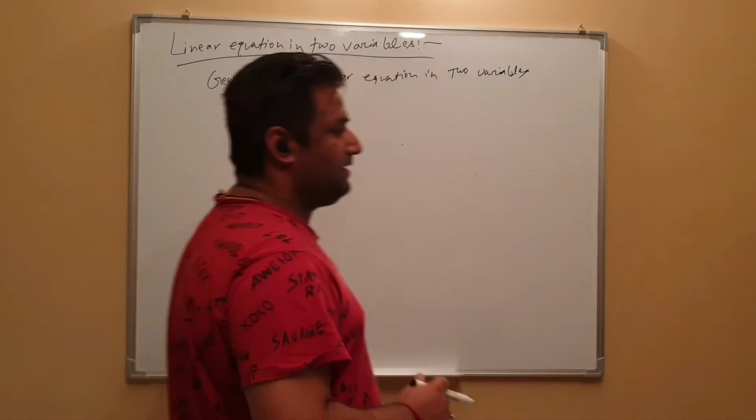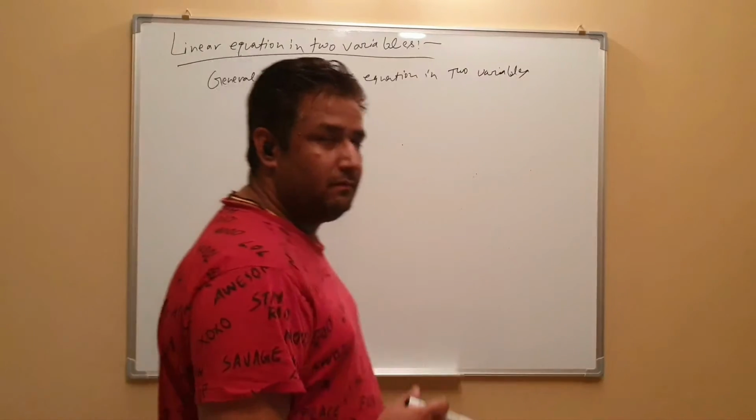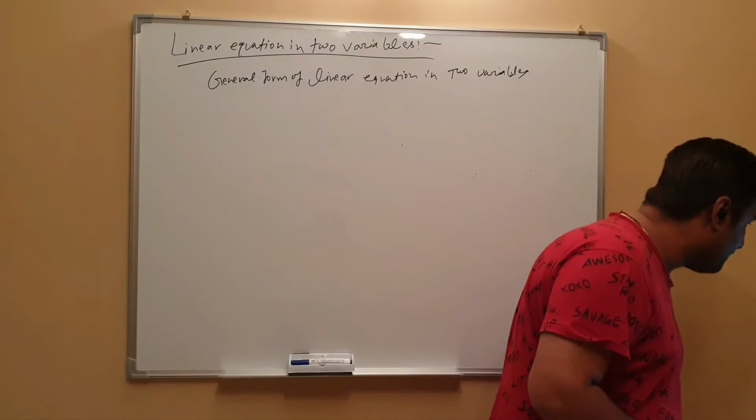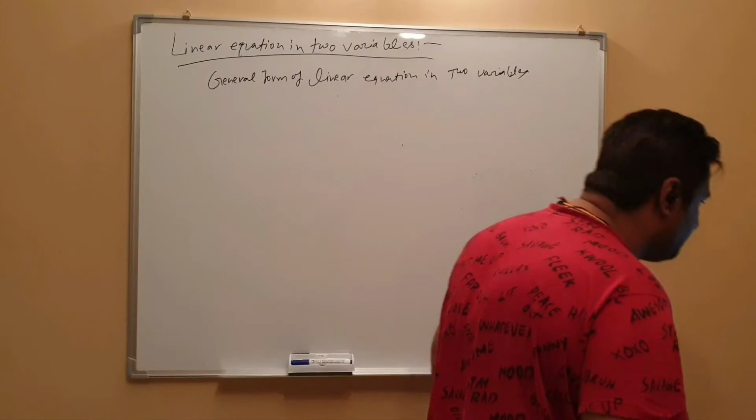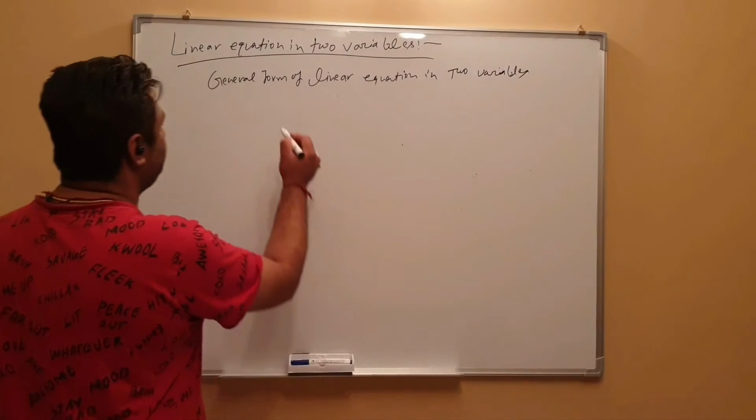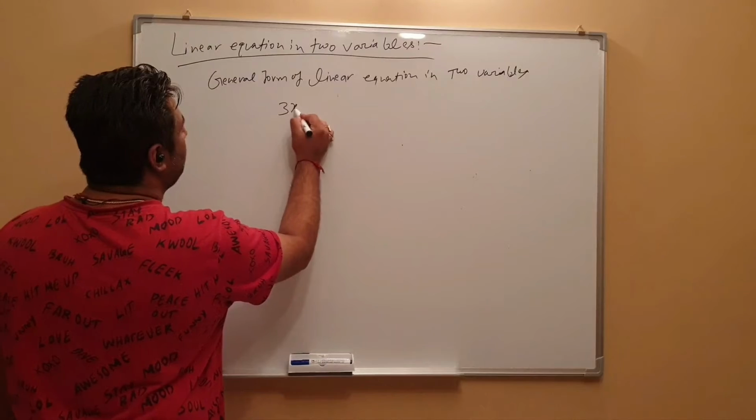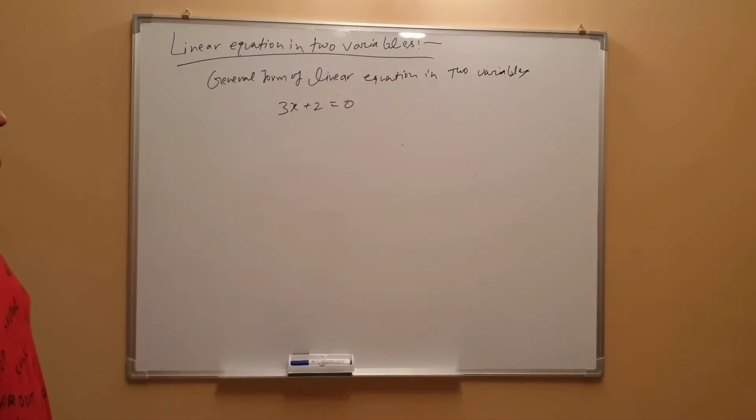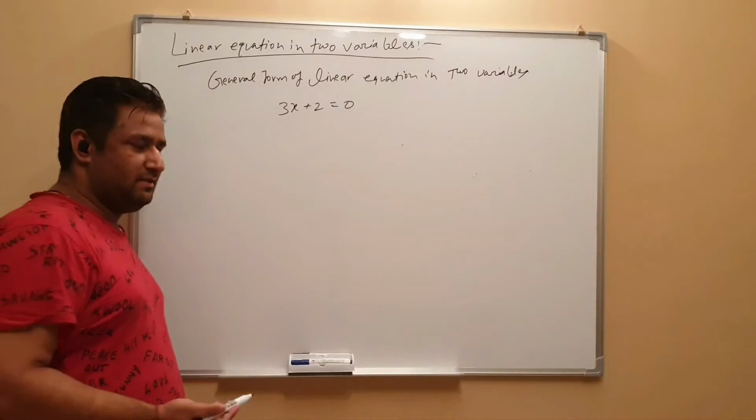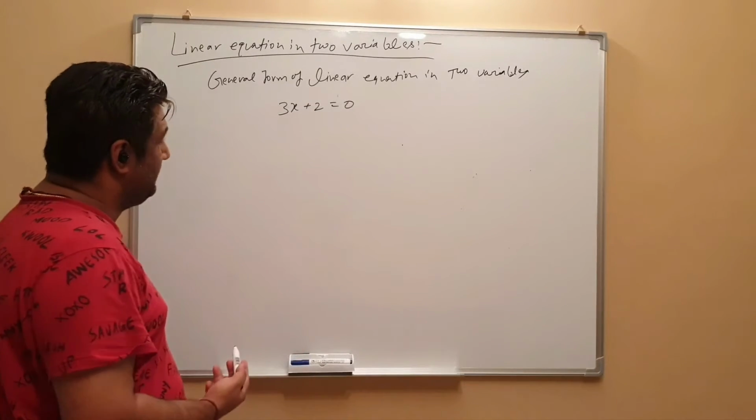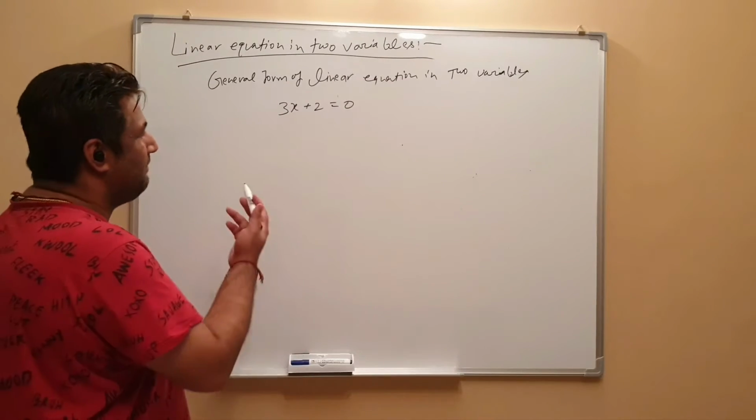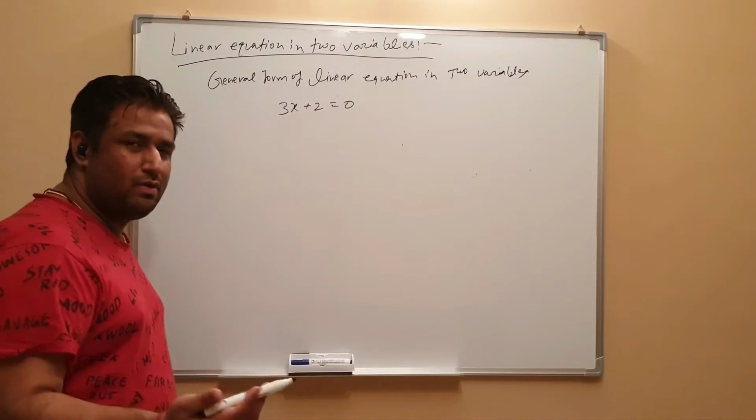From your NCERT book, I am taking for example exercise 4.1, the 6th question. It says 3x plus 2 is equal to 0. Now you have to identify a, b and c in this. If you see this equation very carefully, you have this equation in one variable only. You don't have two variables.